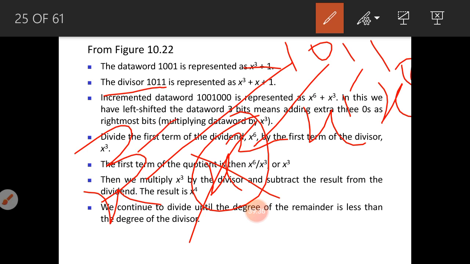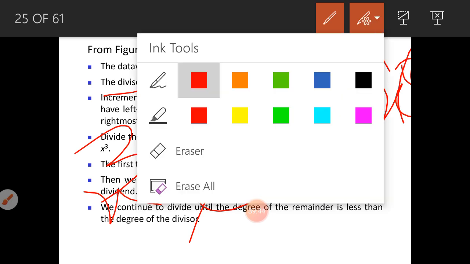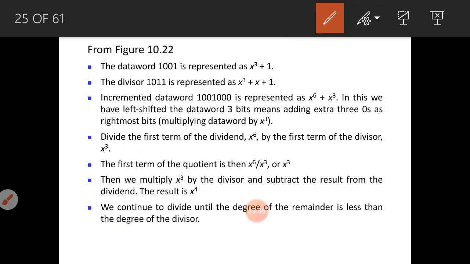That is x raised to 3, x raised to 1, and x raised to 0, which is nothing but 1. And the final result we get is x raised to 3 plus x plus 1. In this way we need to convert the binary to the polynomial form.